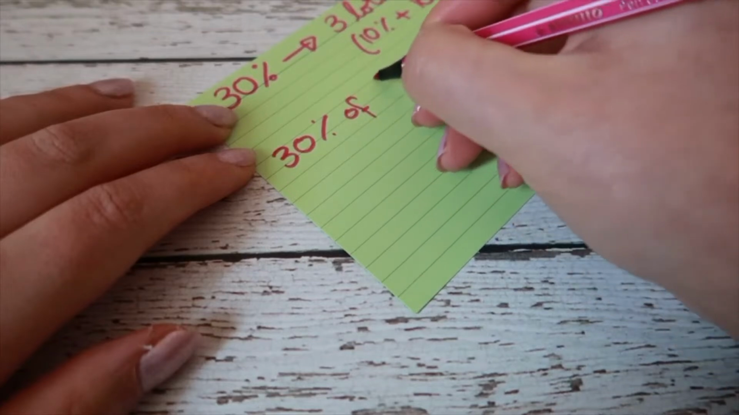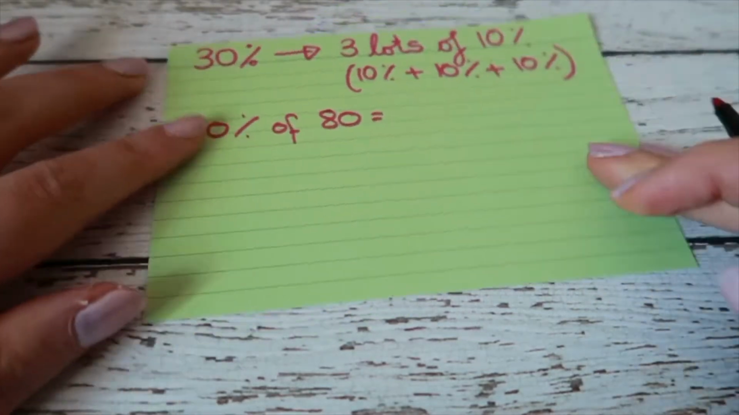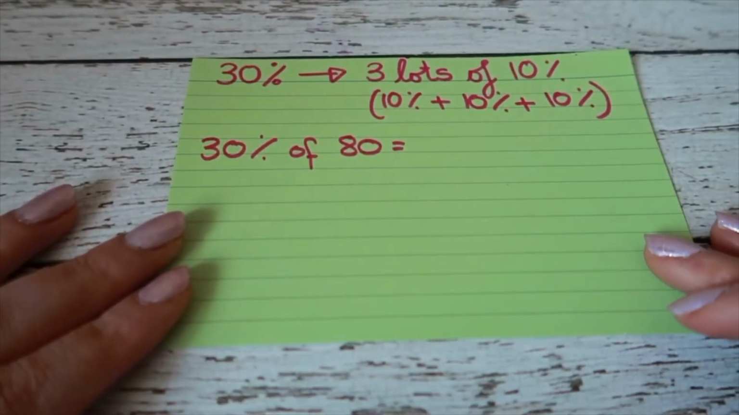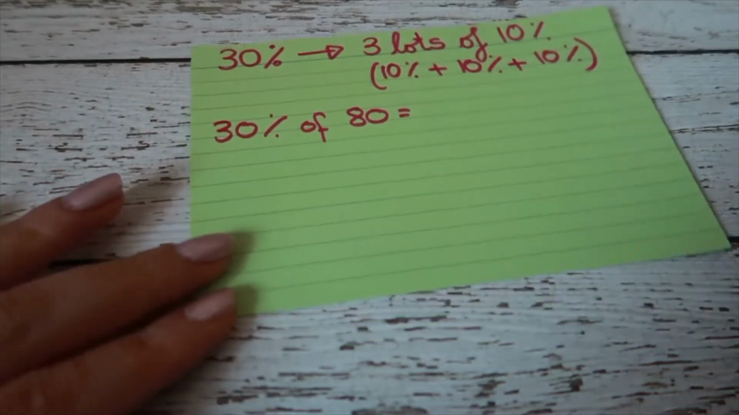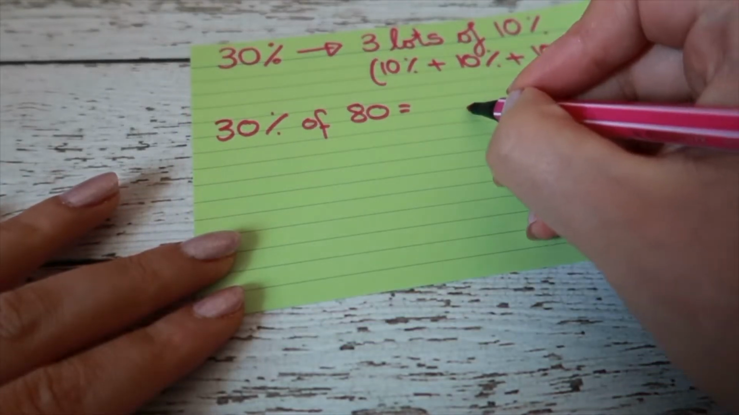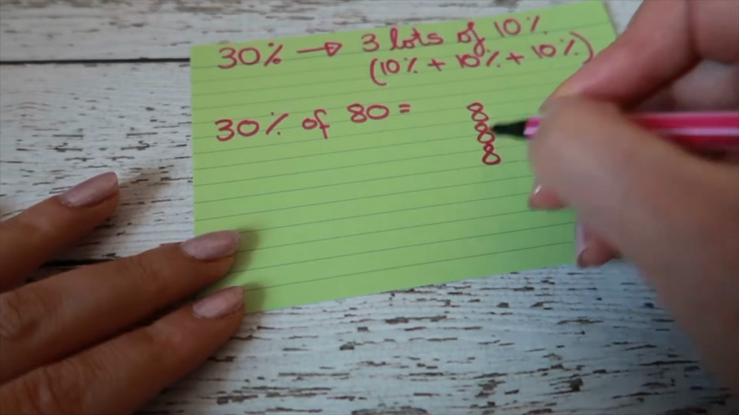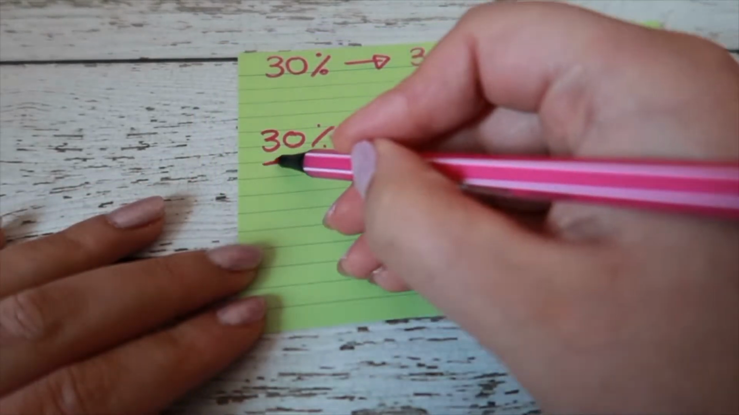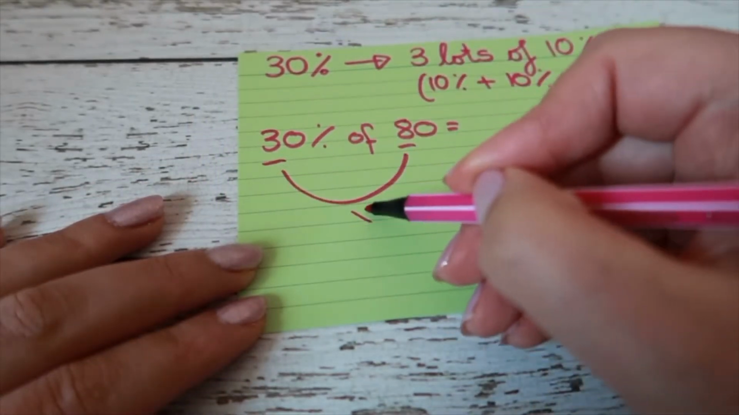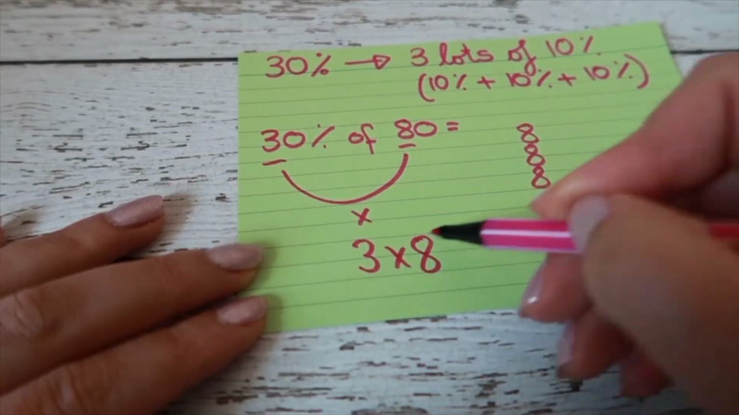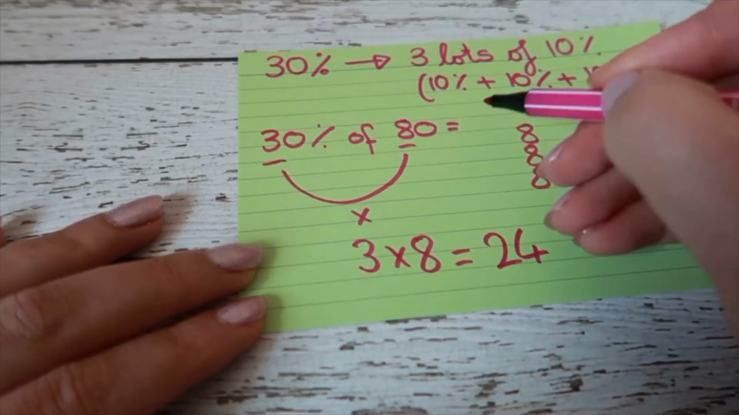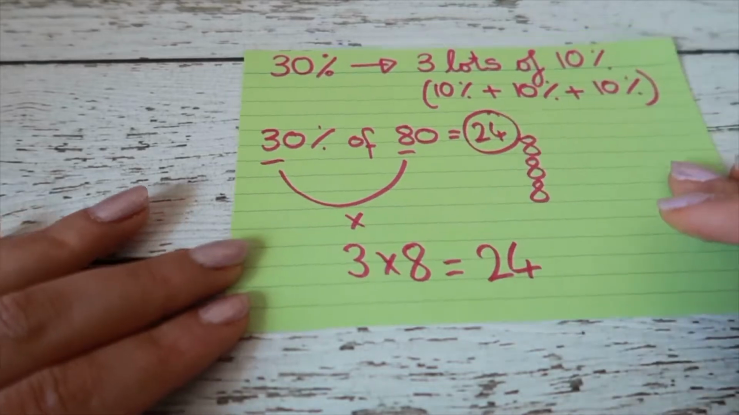So let's look at an example. So 30% of 80 is equal to, so the first step is to find 10% of 80. So 80 divided by 10, which is of course 8. And then add another 10%, add another 10%. So that's 30% of 80. Like 3 times 8 is equal to 24. So your answer is 24.